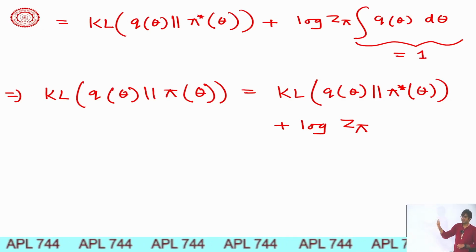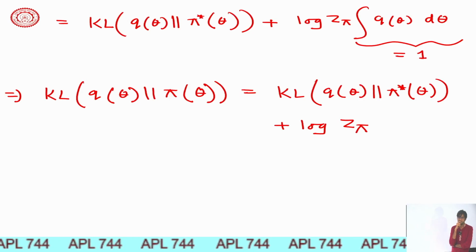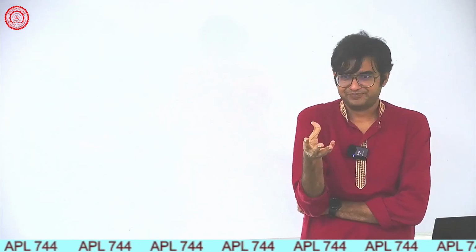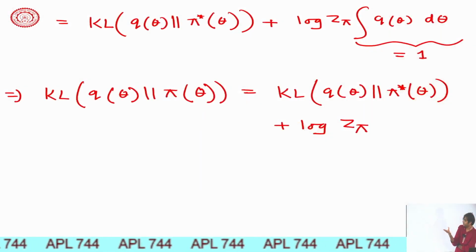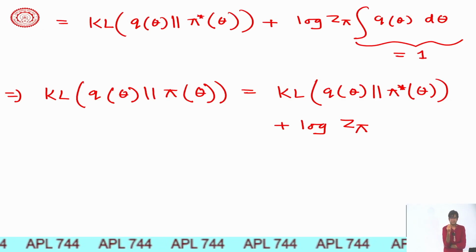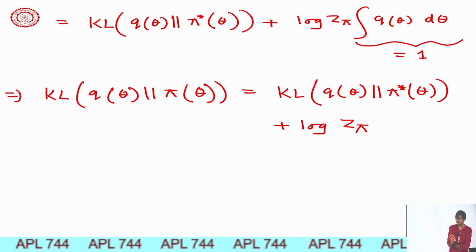Now what can you say about log of z pi? What is that? If you change q, because remember, let me put it this way, pi, can you change it? Are you allowed to change pi? No, that is what you want to approximate. So pi is fixed. Obviously pi changes with theta, but pi as a distribution is fixed. So if pi is fixed, what about q? Can you change q? Yes, q is what you are trying to adjust. So q you can change.